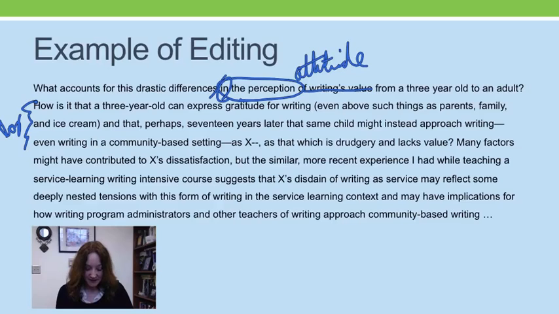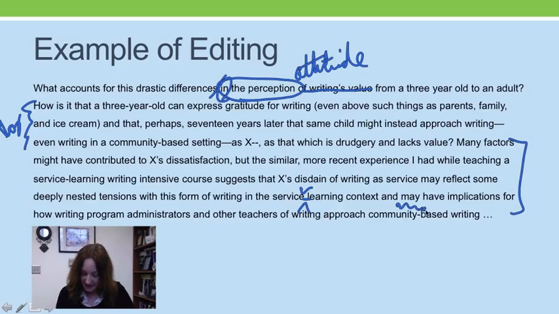Many factors might have contributed to X's dissatisfaction, but the similar, more recent experience I had while teaching a service learning writing intensive course suggests that X's disdain of writing as service. Here again, this is way too long. I need to break up my sentences and add periods. I'm not sure if they're actually run-ons, but they certainly are not effective sentences. May reflect some deeply nested tensions with this form of writing in the service-learning, there should be a hyphen there, context, and may have implications for how writing program administrators and other teachers of writing approach community-based writing.